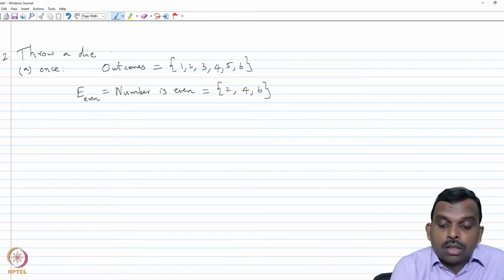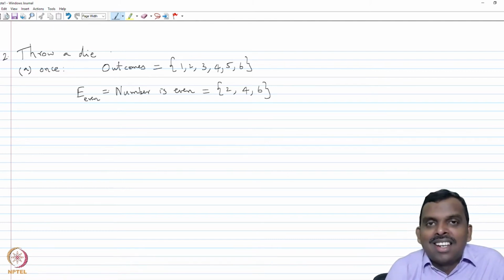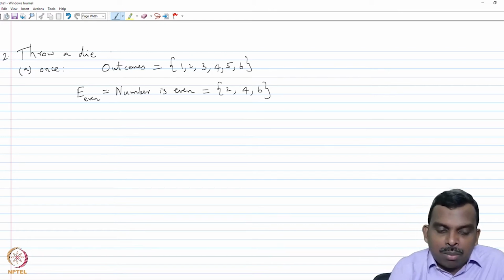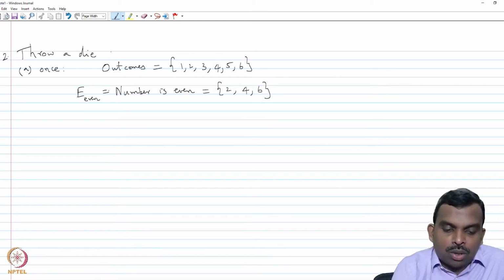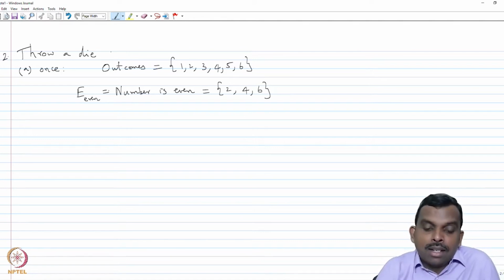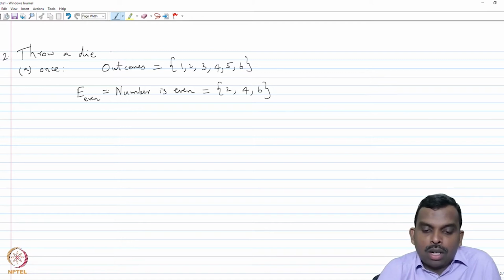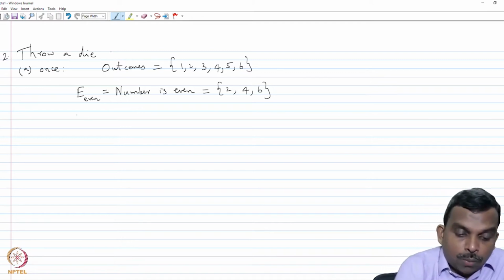Okay, so this could be the event. Nothing much more interesting in this example, but maybe you could write down an event which is a multiple of 3, which would have just 3 and 6, and then you can take the intersection of these two events, both even and a multiple of 3, so you would have just the number 6 showing up. Okay, so these are all examples, so maybe I should write that down.